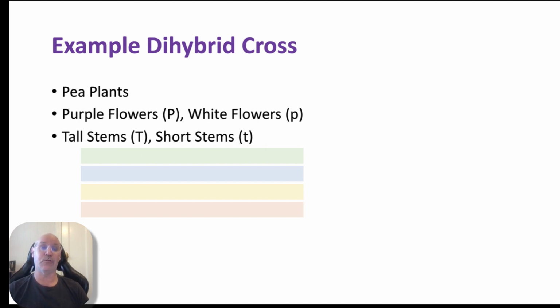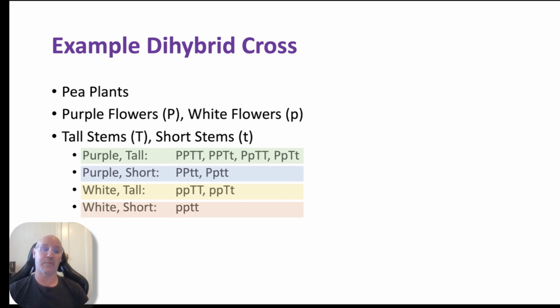We could use the crab claw to work out what all of the different genotypes are. So we've got purple tall, and there's actually 4 different ways that we could get the phenotypes. Let's explain that. One of them, of course, could be purple tall. Another one could be purple short. Another one white tall and white short. Okay, so let's start with white short. That's easy, isn't it? Because both of them need to be the recessive. So lowercase p, lowercase t.